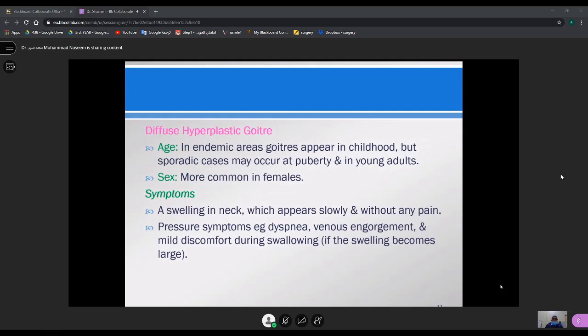Now we study the presentation according to two classifications, that is diffuse and nodular. In diffuse hyperplastic goiter, what are the common ages? In endemic goiter areas, it appears in childhood, but in sporadic cases, it occurs at puberty and in young adults when the demand for thyroid hormone is more, and is more common in females. Symptom is swelling in the neck, which appears slowly and without any pain. Pressure symptoms may develop like dyspnea, venous engorgement, mild discomfort during swallowing.